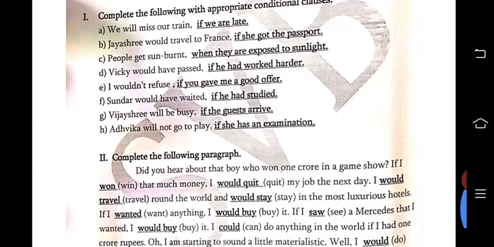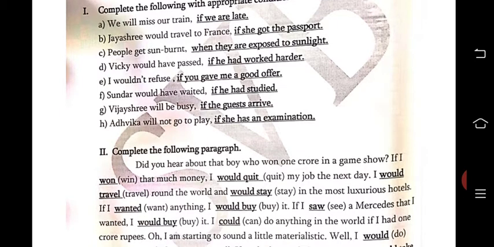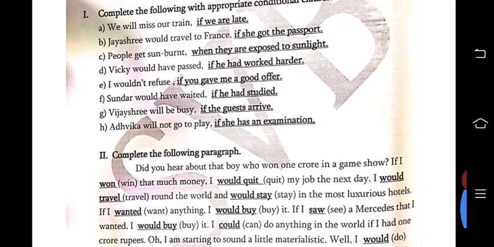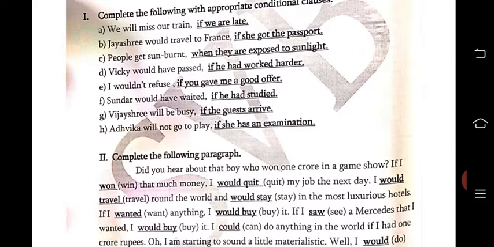Got it? And then see here, Jayashree would travel to France. So that first question is condition clause 1. And the second, B, is condition clause 2. As I told you, start with past and end with would plus verb 1. Okay. See here. Jayashree would travel. Would plus verb 1 they have given here. So we have to start the sentence with: if she got the passport, Jayashree would travel to France.